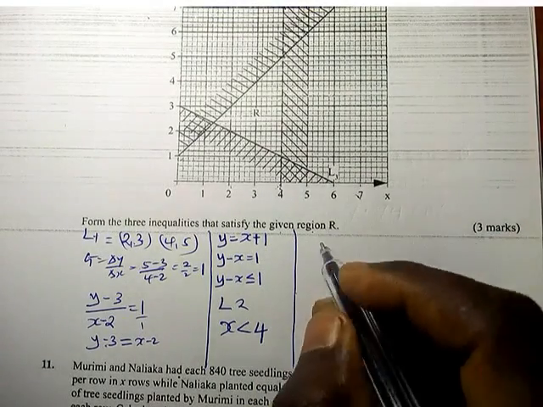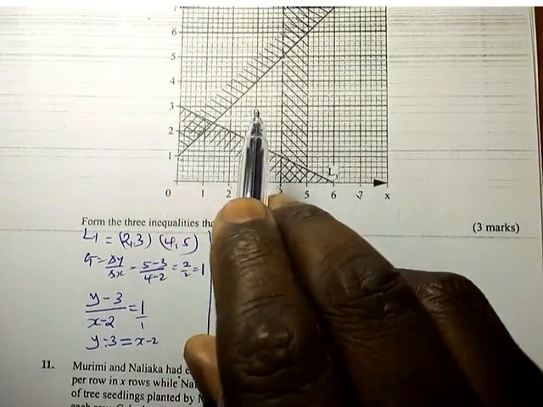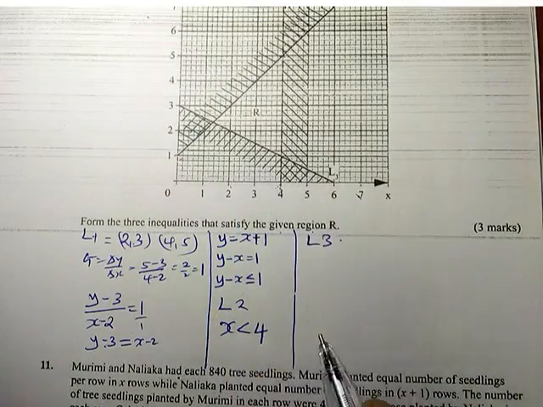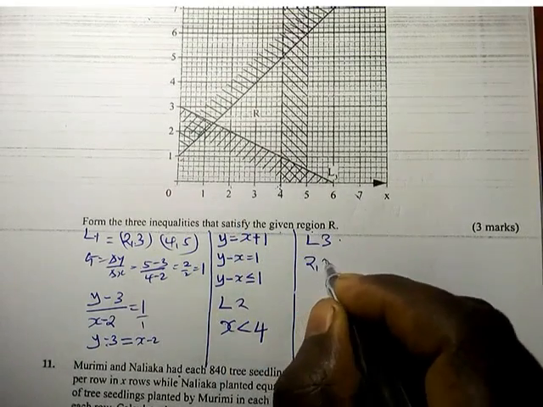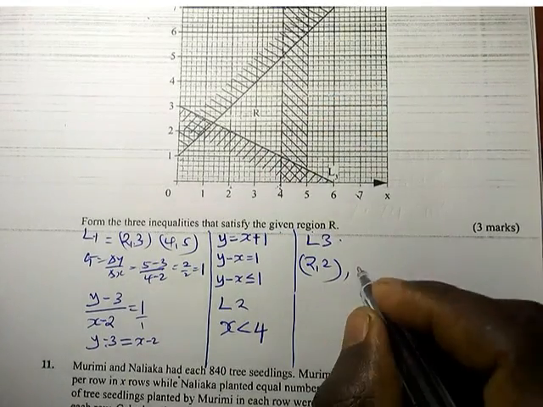We go to line L3. For L3 you must also find two points, and find the gradient like that. So let us get the 2 points, 2, 2 here, 2, 2, and another point is 4, 1.